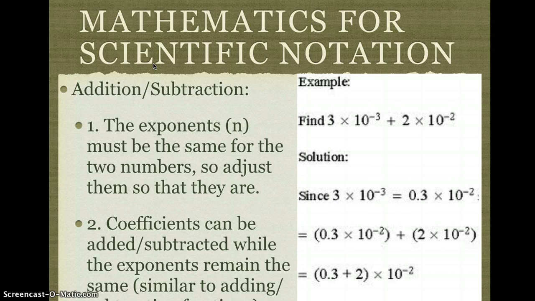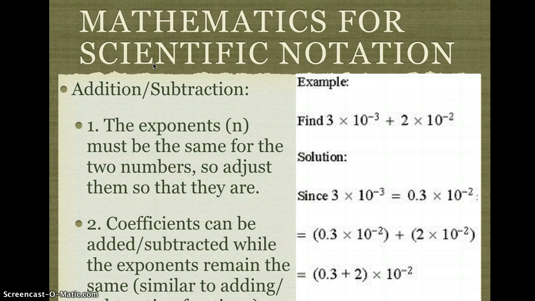So let's see an example here, and please don't jump ahead, just follow me through. We have 2 numbers that we're adding, 3 times 10 to the negative third and 2 times 10 to the negative second. So the problem is that the exponents are not the same. You have to have common exponents. So in this case, we are going to take the smaller exponent and increase it to match the bigger exponent, negative 2 being larger than negative 3. And so in this case, we take 3 times 10 to the negative third.